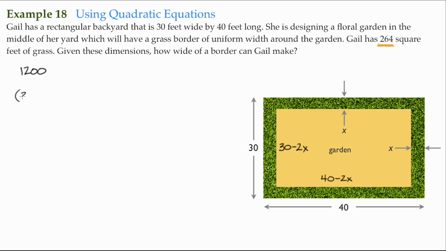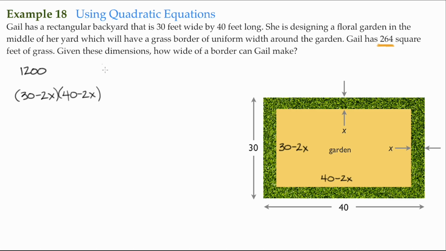So if we went 30 minus 2x and multiply that to 40 minus 2x, and you could see we have these two binomials. We multiply them together, and that's going to give us an illustration of the size of the garden. And we're going to go ahead and we'll just use FOIL in order to multiply this together.